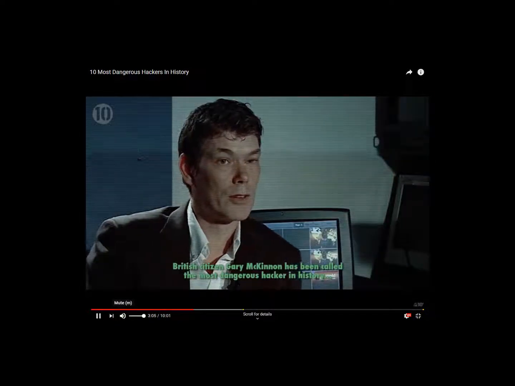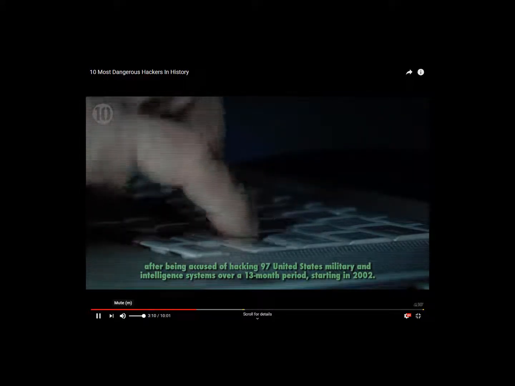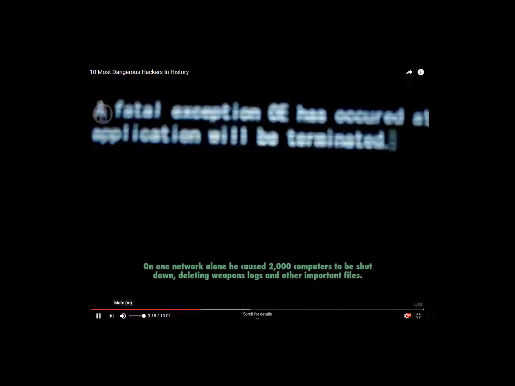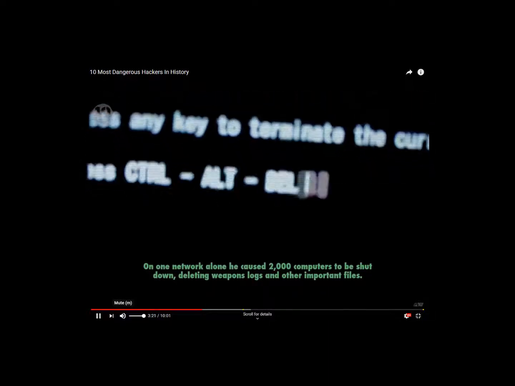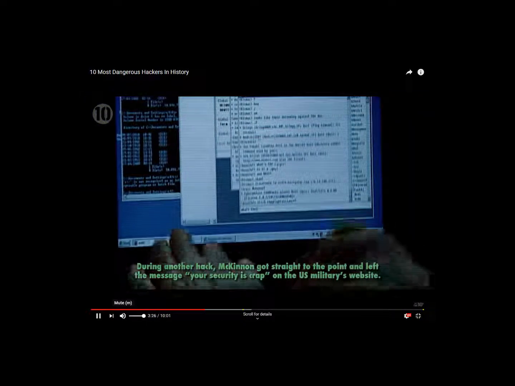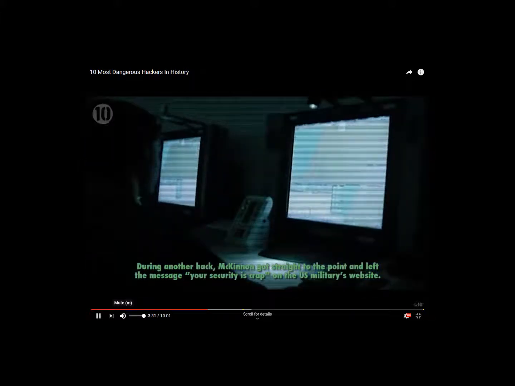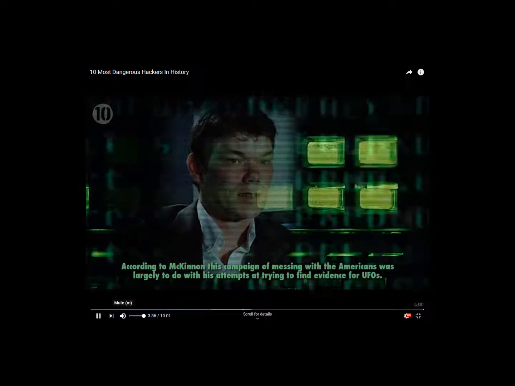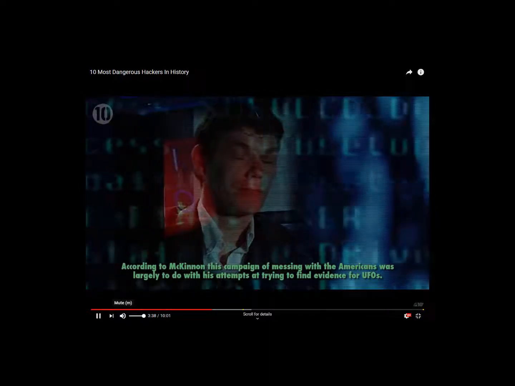7. Gary McKinnon. British citizen Gary McKinnon has been called the most dangerous hacker in history after being accused of hacking 97 United States military and intelligence systems over a 13-month period, starting in 2002. On one network alone, he caused 2,000 computers to be shut down, deleting weapons logs and other important files. During another hack, McKinnon got straight to the point and left a message, "Your security is crap," on the US military's website. According to McKinnon, this campaign of messing with the Americans was largely to do with his attempts at trying to find evidence of UFOs.